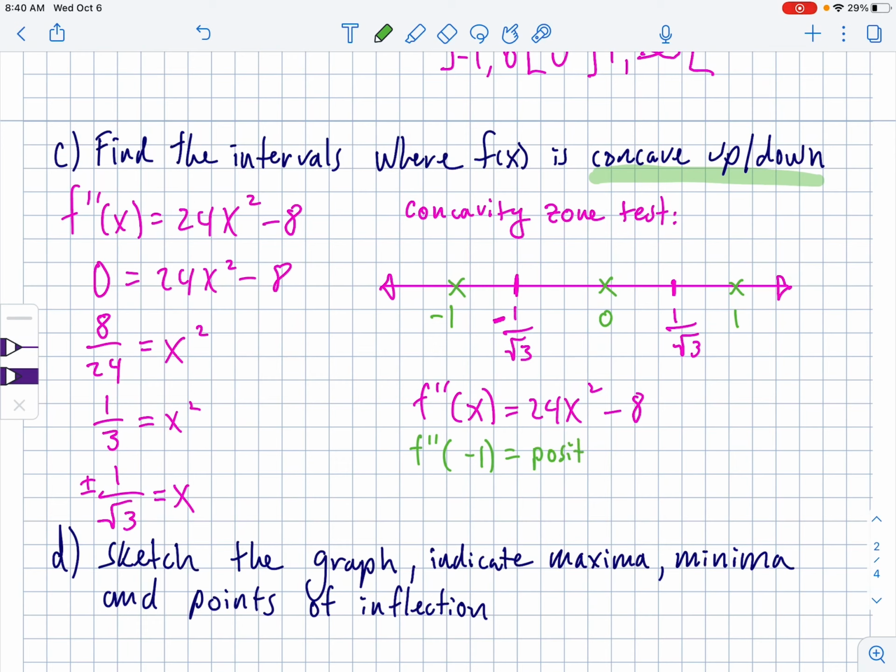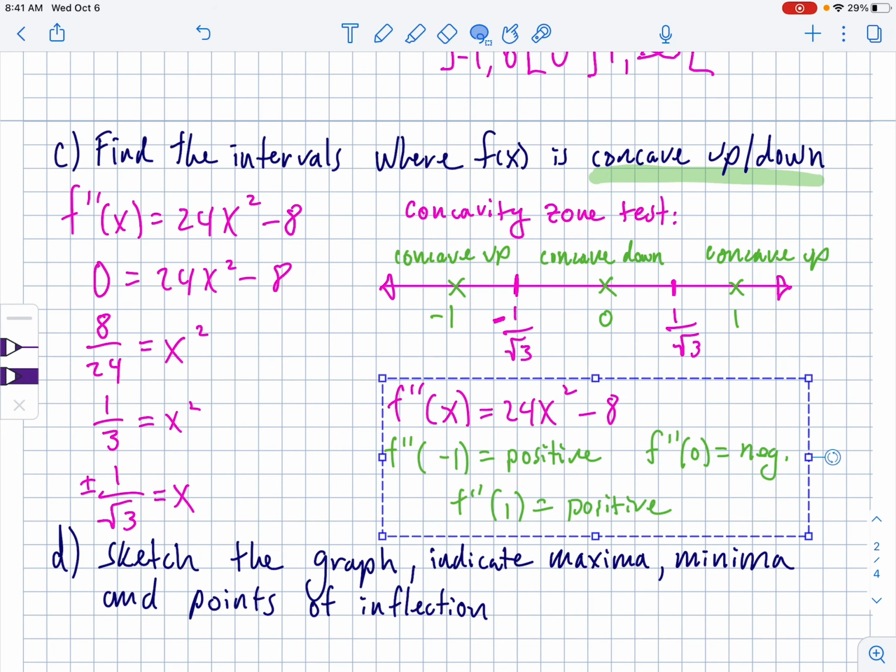So when I plug -1 into here, we get positive. When we plug 0 into it, we get negative. And then when we plug positive 1 into it, we get positive again. Oh no, I'm running out of room. So that means that in the first zone, this is concave up. In the next one, it is concave down. And then concave up on the last one.